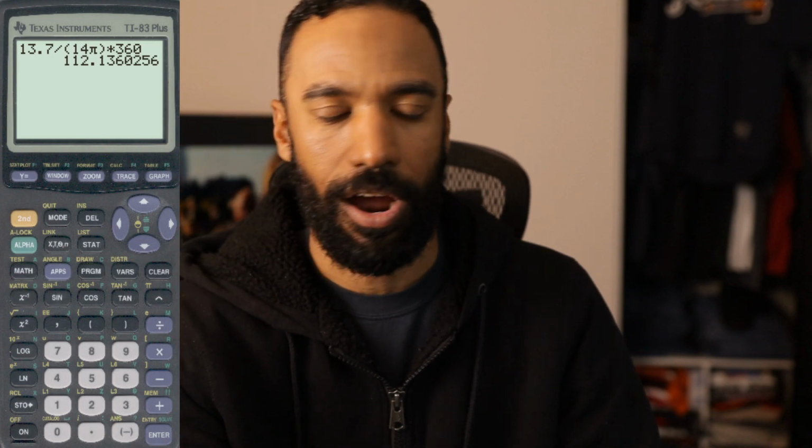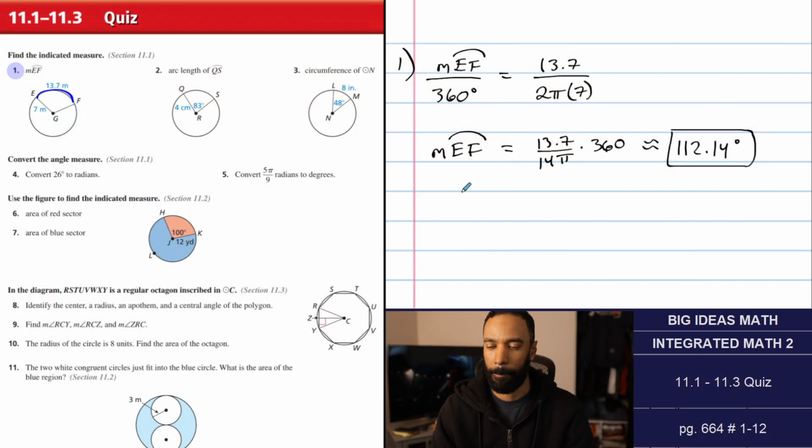Now this times 360, that's going to be in the numerator. This is going to be in the denominator together. So this will give me a value of about 112.14. Now this is in degrees, 112.14 degrees. This is how many degrees out of 360 that arc is taking up on the problem. Let's jump to number 2.